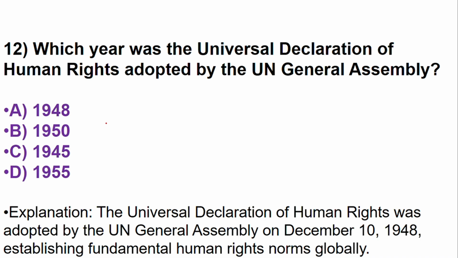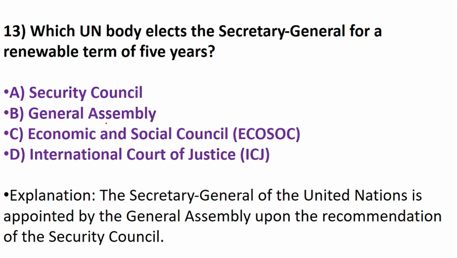Which UN body elects the Secretary General for a renewable term of 5 years? It is the General Assembly. The General Assembly elects the Secretary General for 5 years, and the Security Council only recommends that person.